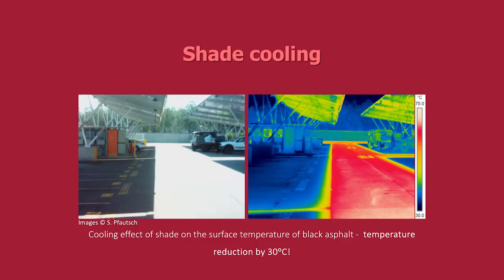So this is actually an example of a car park in Western Sydney. It was covered with asphalt. It was black asphalt. And there was some shade structure in a form of solar panels. And I can clearly see there's a huge difference in temperature between the sun-exposed and the shaded asphalt surface. And in fact, it was 30 degrees difference. So a huge impact of shade in reducing surface temperatures and improving the local microclimate.